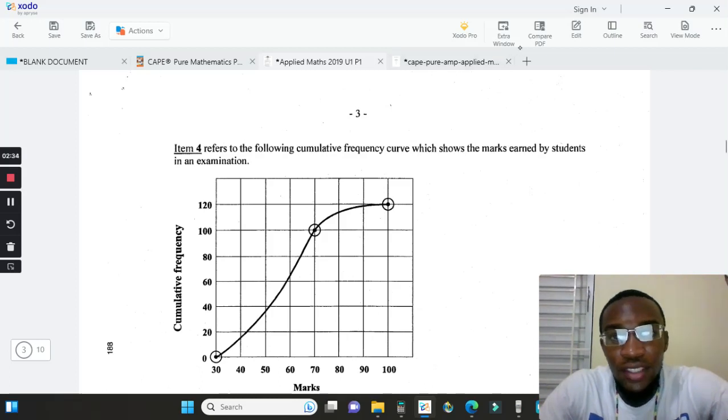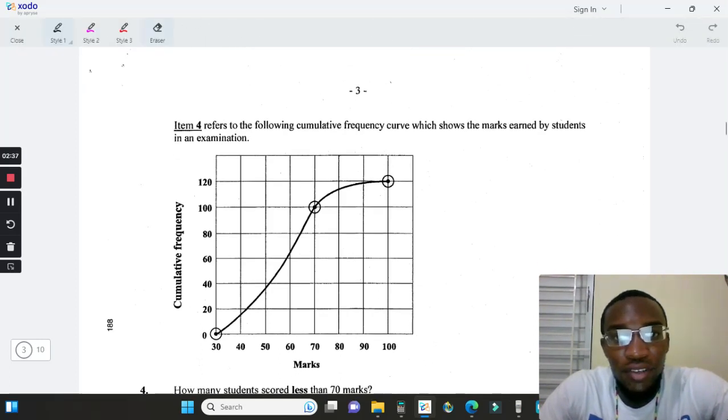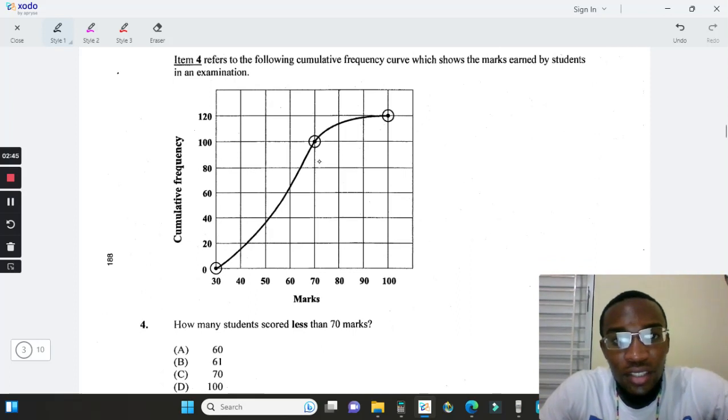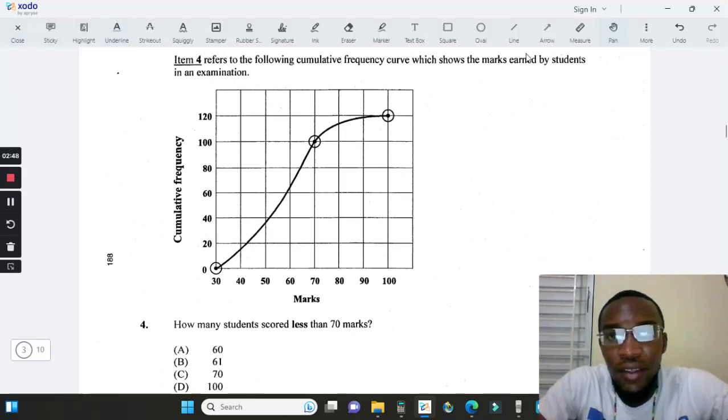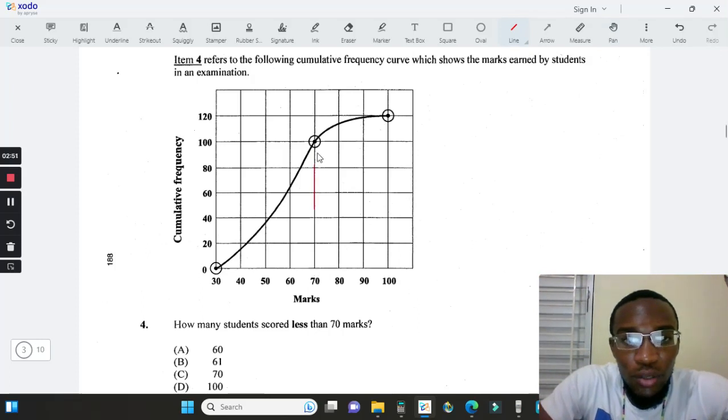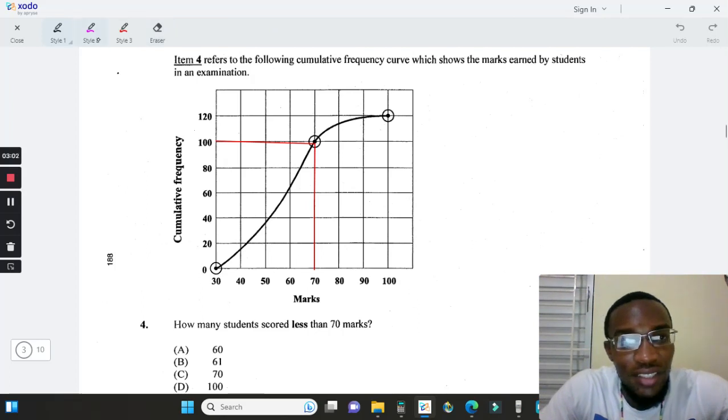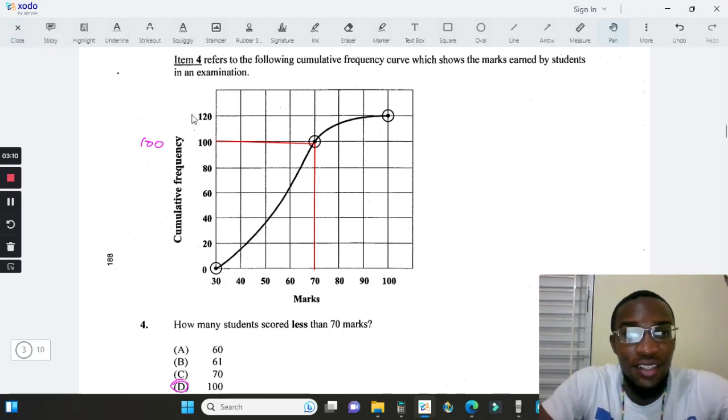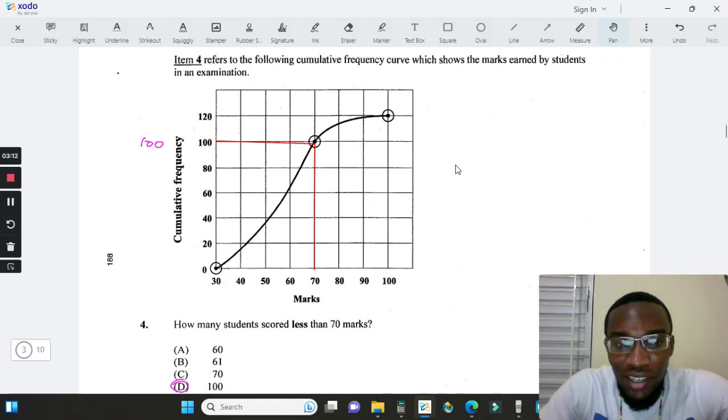Question 4. This refers to the cumulative frequency curve, which shows the marks in the exam. They ask how many students scored less than 70. All you do is draw a line from 70 marks going up. That's the critical value right there, and it corresponds to 100. So 100 students scored less than 70. And that's it. Easy. I know my line is not straight. Just leave my line alone.